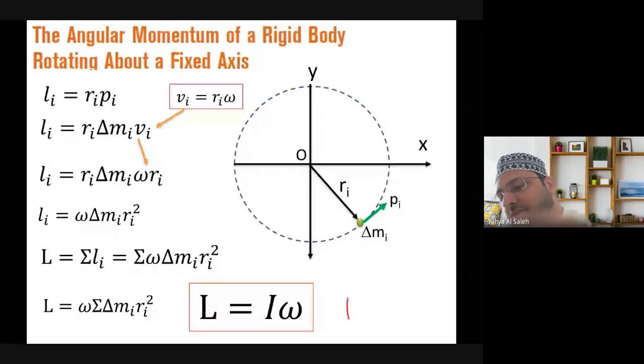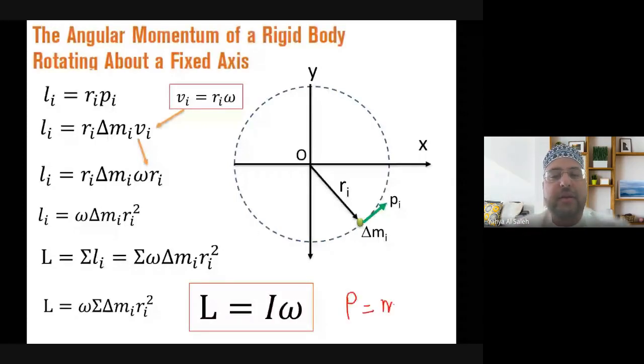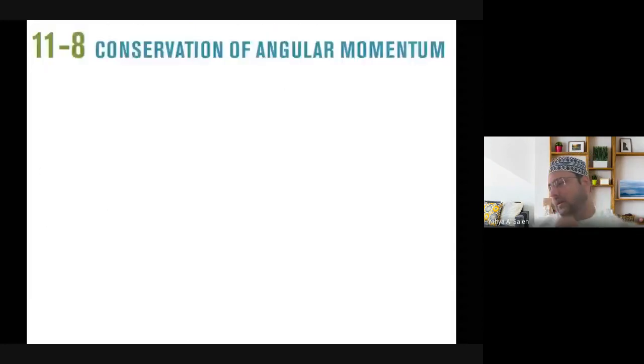We can just translate. m becomes I and v becomes omega. Yeah. This is one of the beauties of this whole rotational thing, is that we don't have to learn everything by rote. We already know these things for linear. We just learn the translation of it. Okay. Linear momentum was conserved. Angular momentum also conserved. Okay.